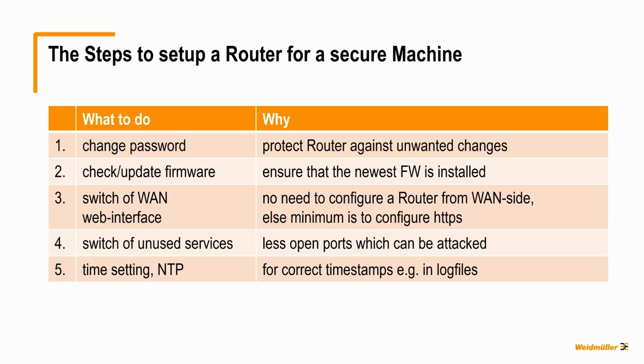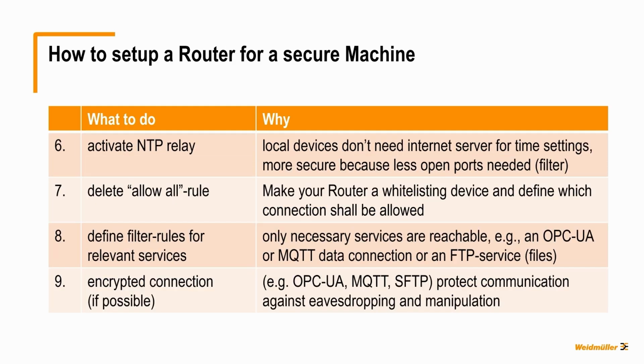Fifth, set up the time settings in your router to an NTP server to ensure that your log file is showing the right timestamps for the relevant logs you might look for. Sixth, the router can be used as an NTP relay so that every device behind it can get the same timestamp for logging or messaging.